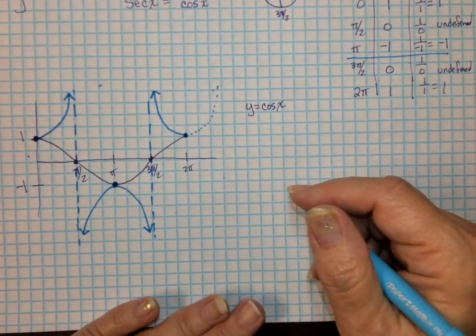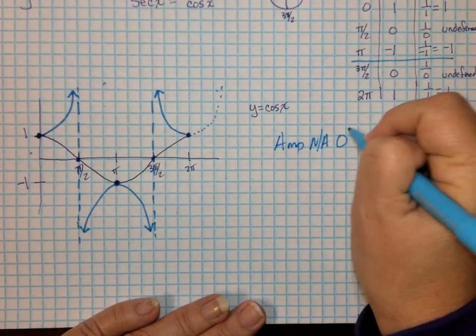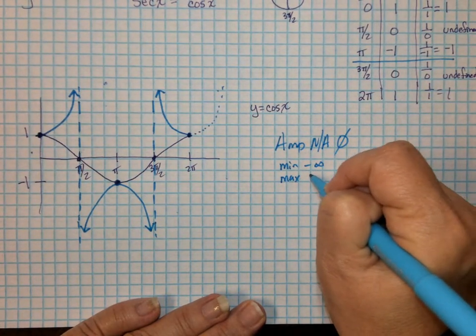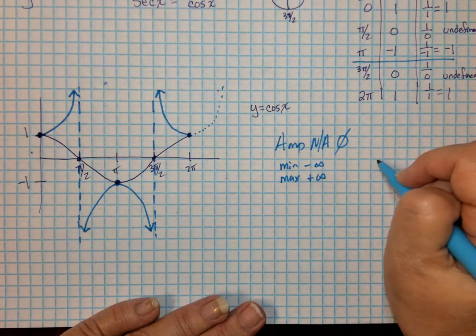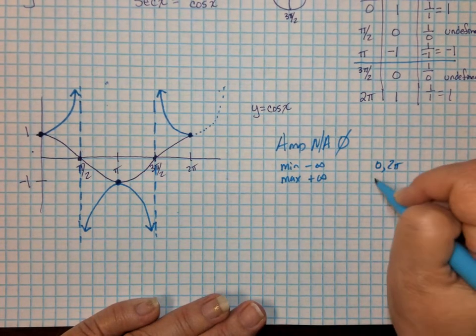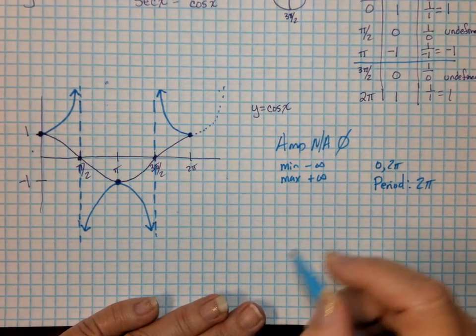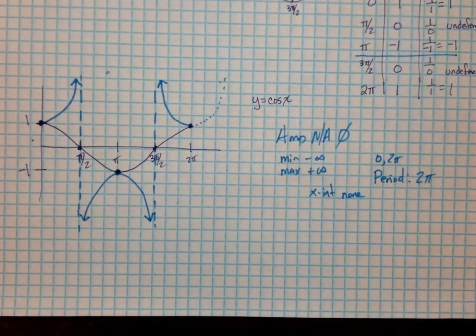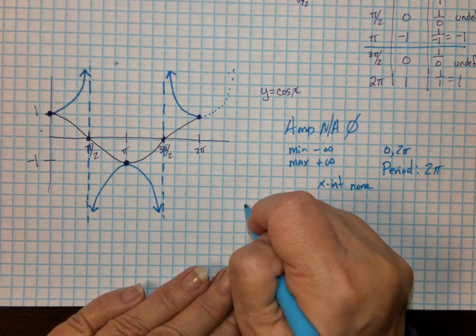Alright, so let's look at our attributes. Amplitude, not applicable here, no amplitude. Minimum, -infinity. Max, +infinity. We're going from 0 to 2 pi, so the period is 2 pi, because the period for cosine is 2 pi. X-intercepts, there's none. Right, so all that's pretty boring. But the domain and range are the ones here that get interesting.